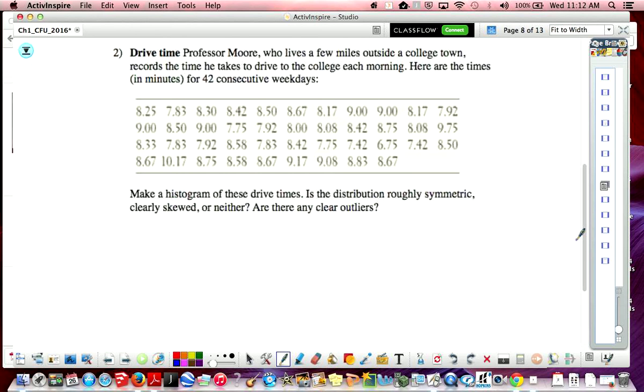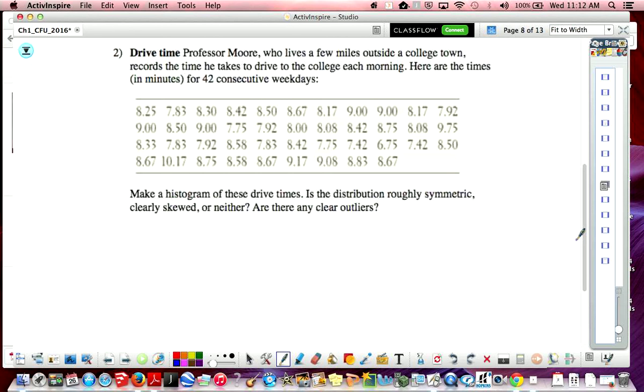Professor Moore, who lives a few miles outside of college town, records the time it takes to drive to college each morning. Here are the times in minutes for 42 consecutive weekdays. Wow. It looks like it takes anywhere from a little more than 8 minutes, well, I shouldn't be saying that because it's not in numerical order, which makes it a little more challenging because I see some 7 minutes, I even see something in the 6-minute range, and I see something that's a little bit more than that. So here it says, make a histogram of these drive times.